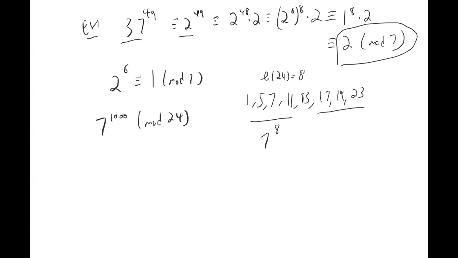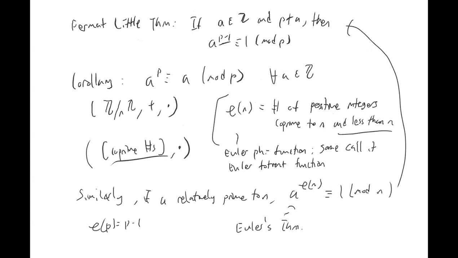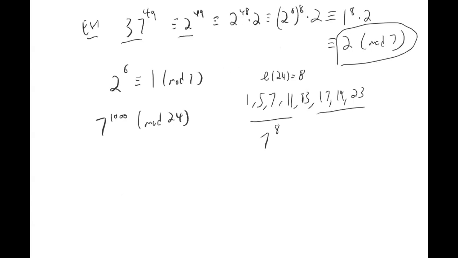So I'm using this now: a to the phi of n is congruent to 1. Basically what I was doing before was calculating what phi of 24 was. It's 8. So I know 7 to the 8, and obviously 7 is co-prime to 24, is congruent to 1 mod 24.